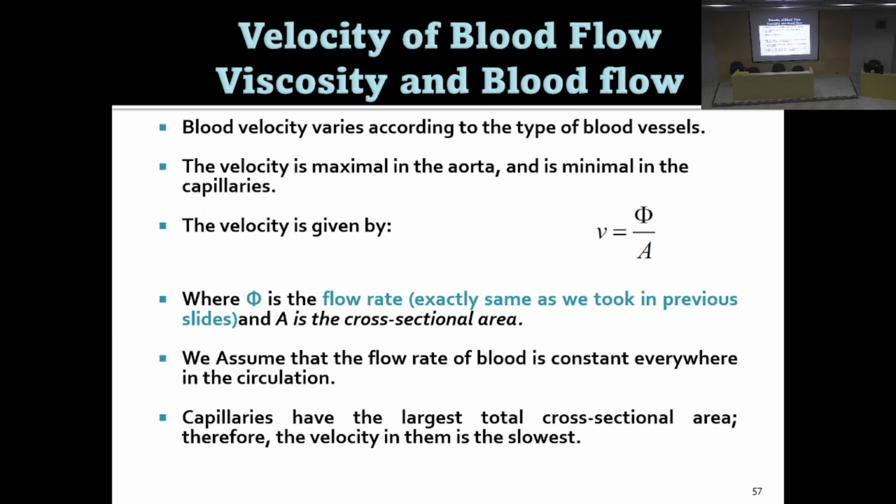In our case, and this is again revisiting velocity of the blood flow, viscosity, and blood flows. Again, the title is not that fitting, but again, we are revisiting the continuity principle. The continuity principle says that velocity is inversely proportional to the cross-sectional area.